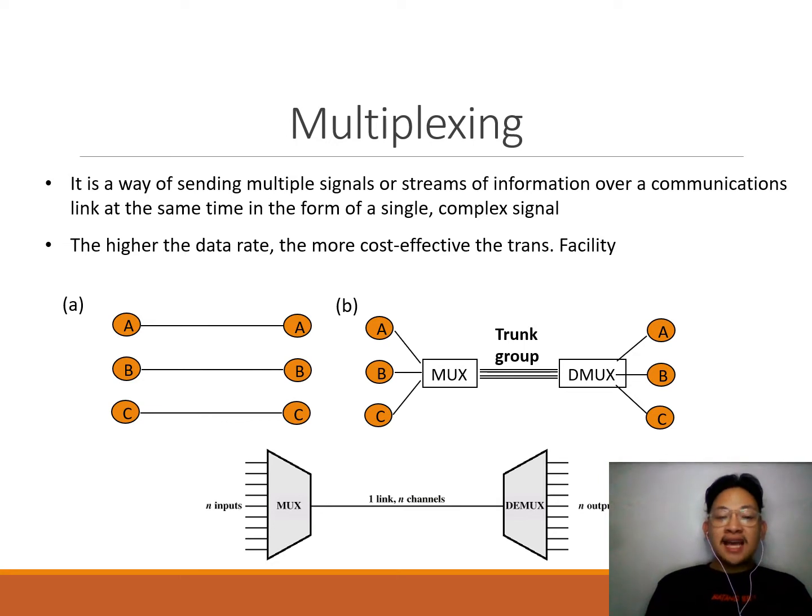Multiplexing is a way of sending multiple signals or streams of information over a communications link at the same time in the form of a single complex signal. The higher the data rate, the more cost-effective the transmission facility is. In this case, the possibility of sending a number of signals is more. The signals are combined into one and are sent over a link which has a greater bandwidth of media than the communicating nodes. As you can see from the image below, the receiver recovers the separate signals. This process is called demultiplexing or demuxing.